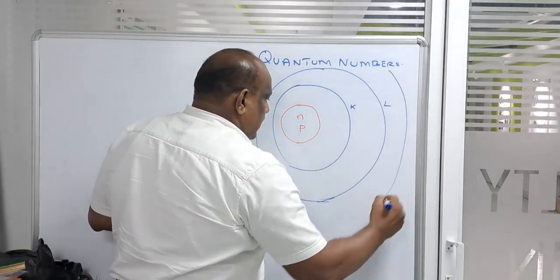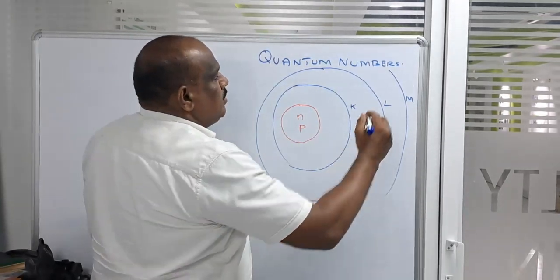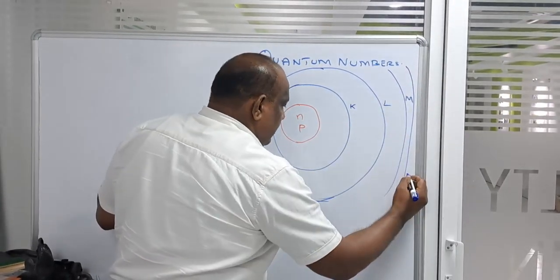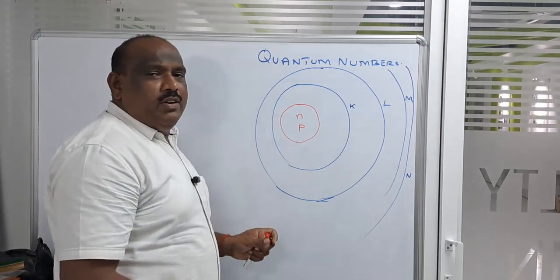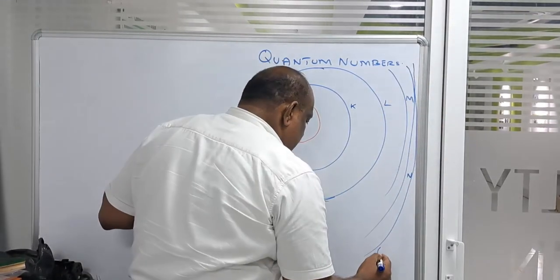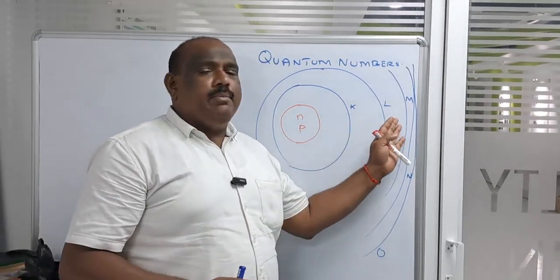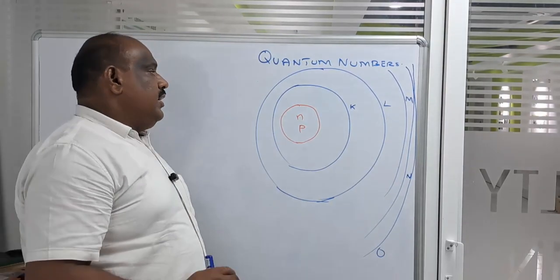So the third orbit is capital M. I am not drawing it fully, but you can imagine it's a full circle. Similarly, the fourth one is called N. In most books, they give only K, L, M, N, but we can also include further ones: O, P, like that we can go ahead. So don't stop at K, L, M, N; we can still go further.